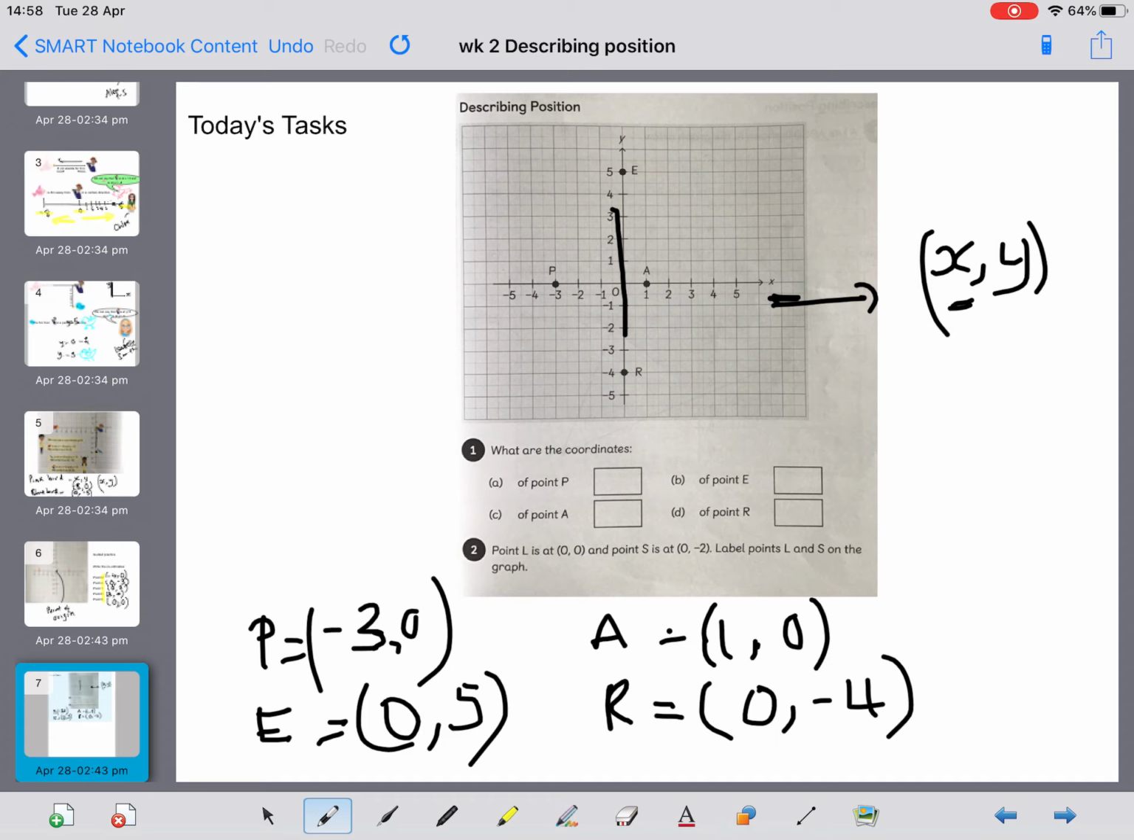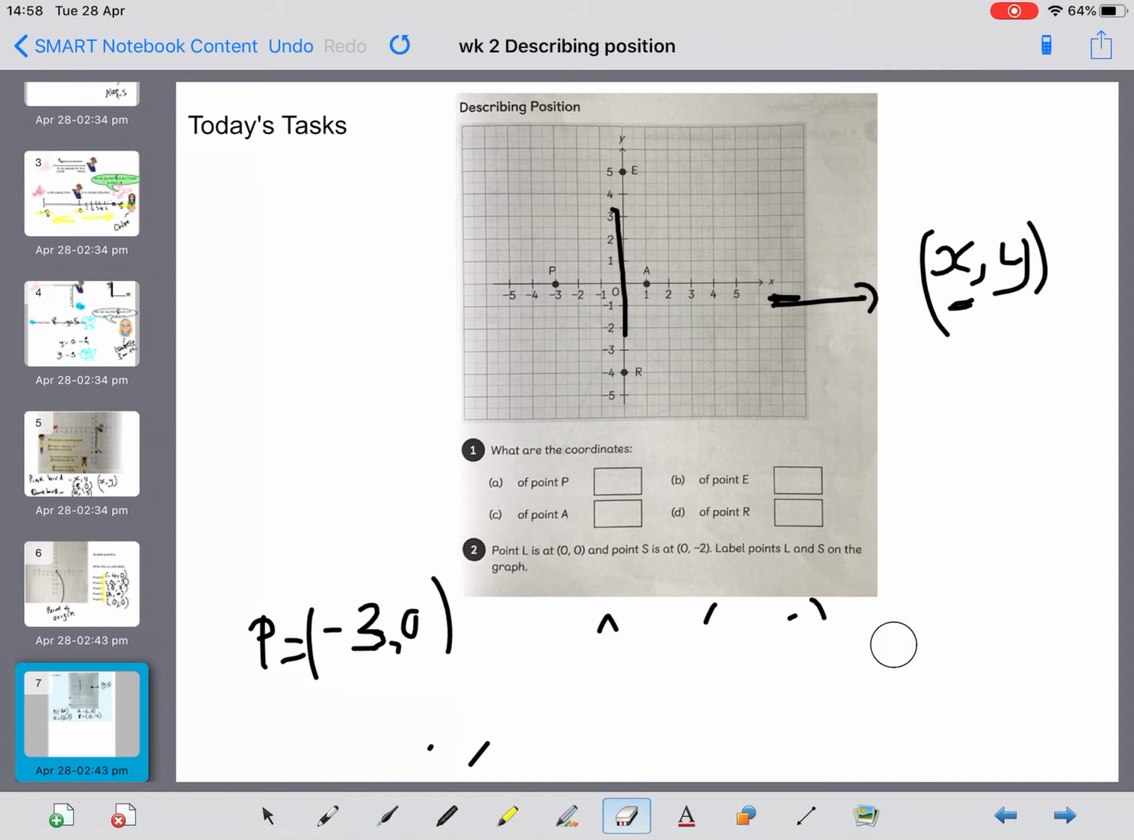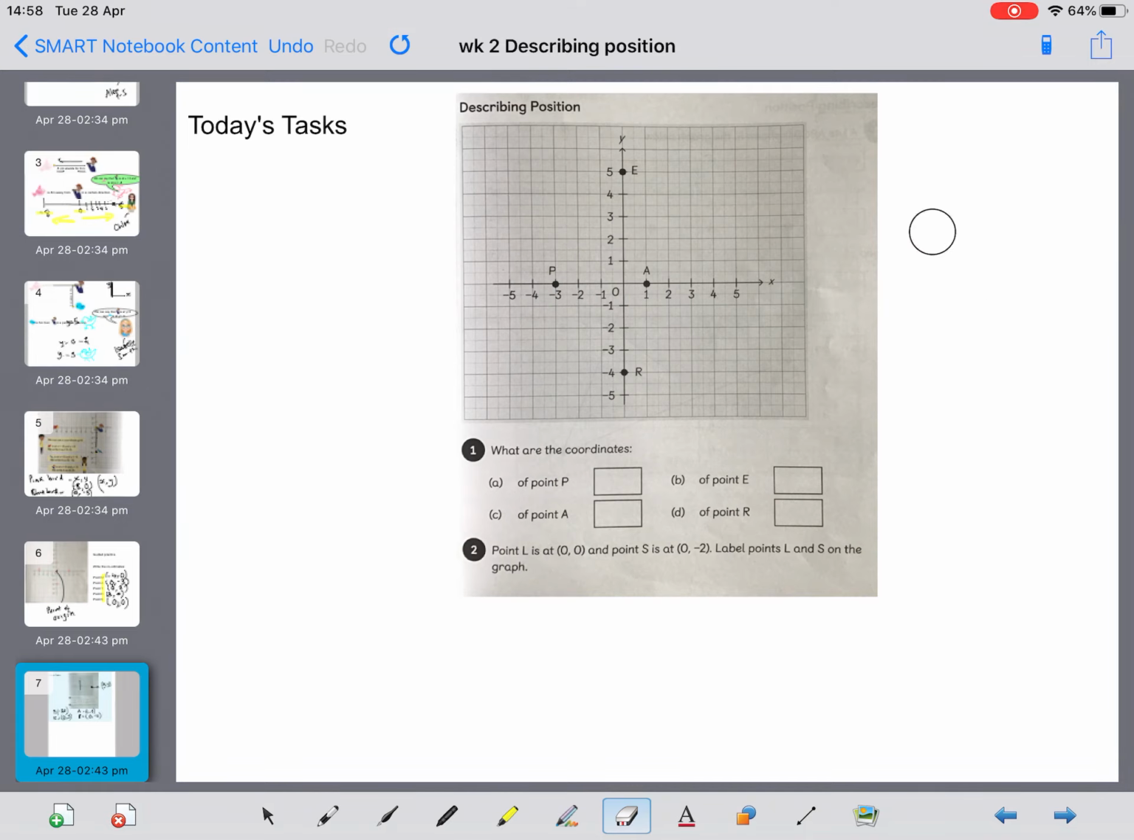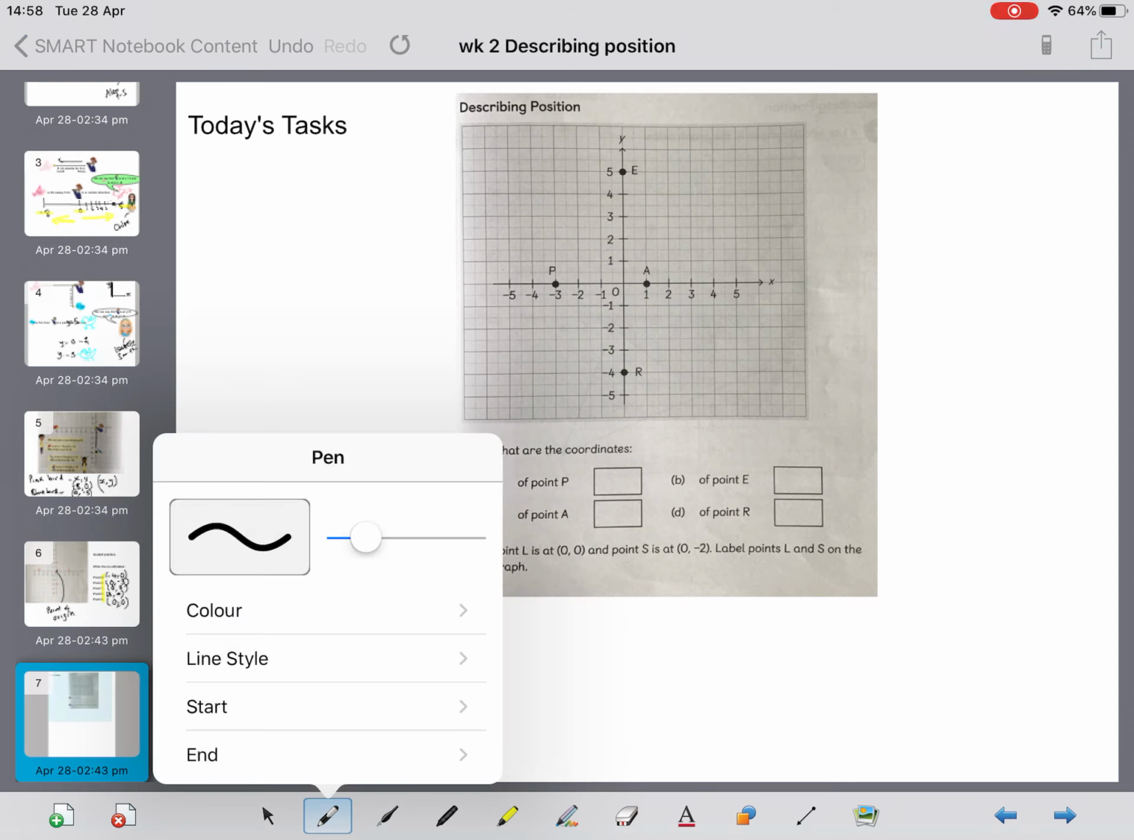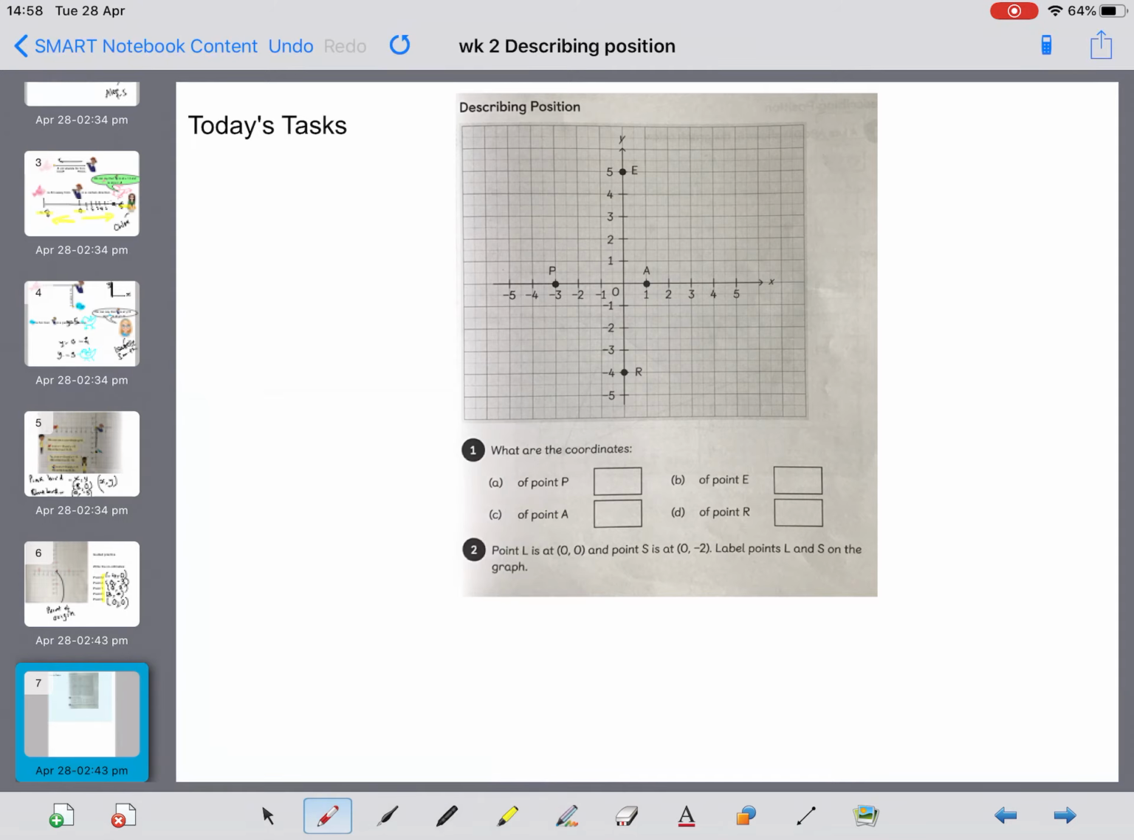Okay, now then, if we're looking at this bottom one, hopefully you just had to go on screen, it is a bit tricky to do otherwise, and you have to mark on these points. So point L is 0, 0. Well, I've just told you that on the last slide, go back if you're not sure. But point L at 0, 0 is right in the middle, where the two lines cross. So that's L.